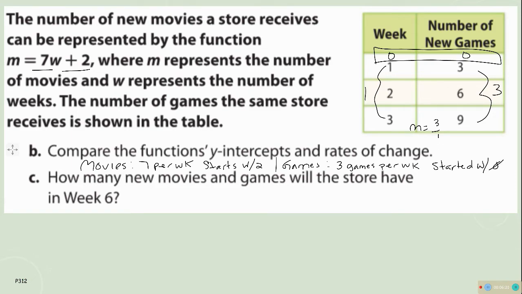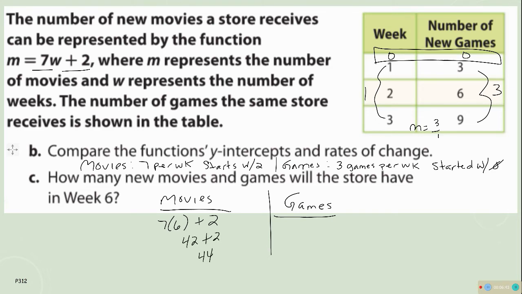How many will they have after 6 weeks? So for movies and games. So movies, they get 7 per week for 6 weeks, plus the 2 they started with. 7 times 6 is 42, plus 2, they will have 44 movies. For games, they only get 3 a week, so after 6 weeks, 3 times 6 would be 18. So they would have 44 movies and 18 games.